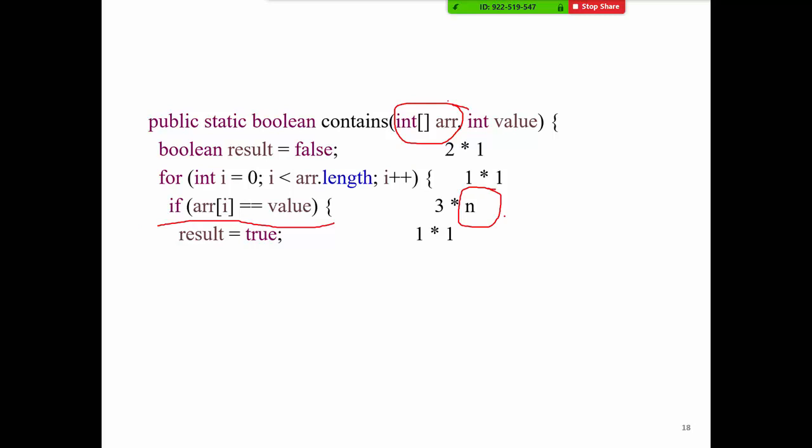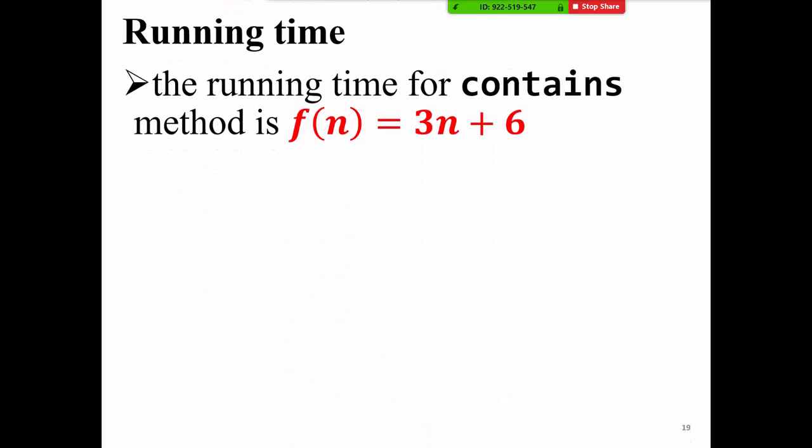You are looking for an element inside the array, and this array contains n elements. You're going to visit all the elements if you're not lucky. If you're lucky, maybe you find it at the beginning. So f of n, the running time for this contains method as a function of the input, is equal to 3n plus 6. We can plot this function. You have n, and here is f of n. For n equal to 1, if you have only one element, this will cost you 9 units of time.